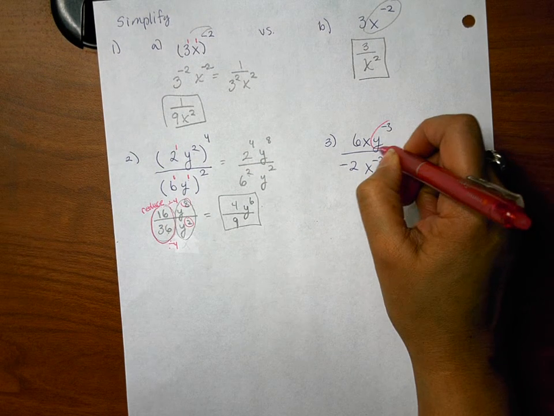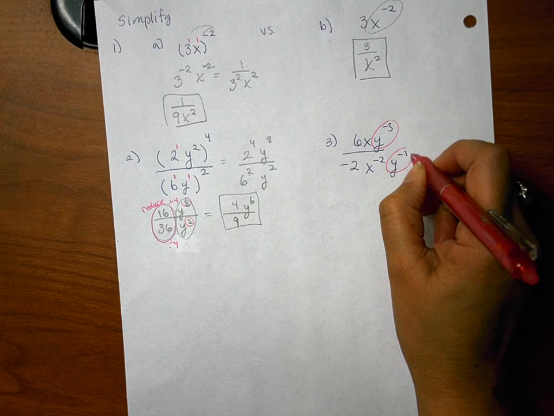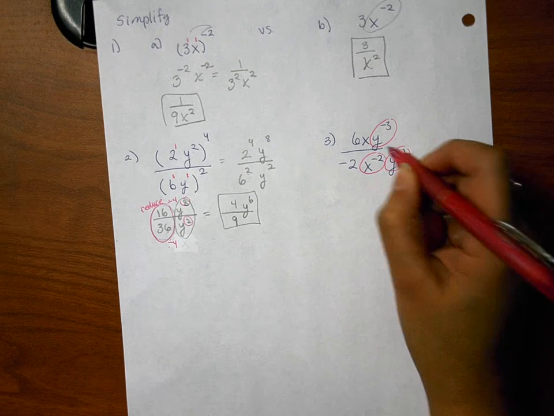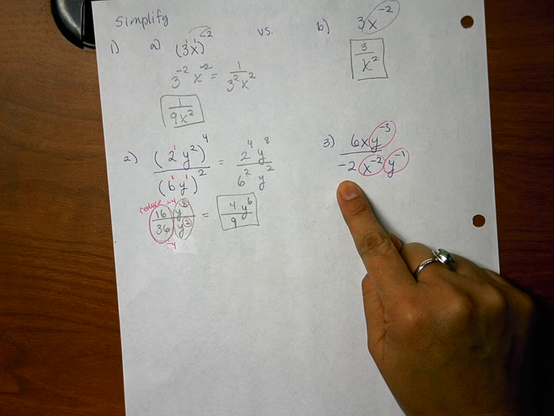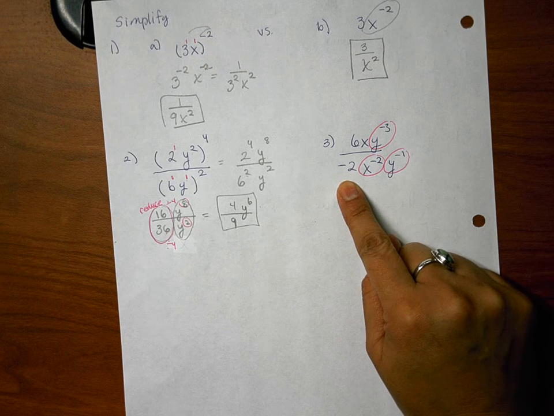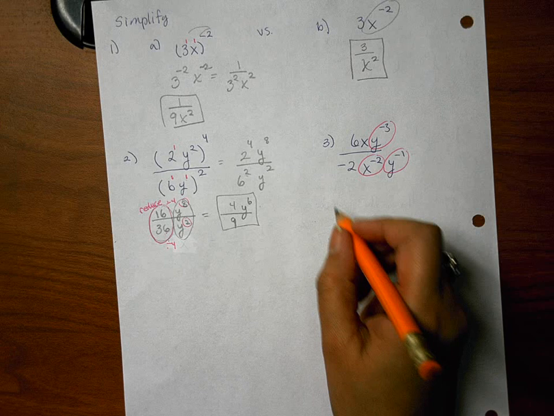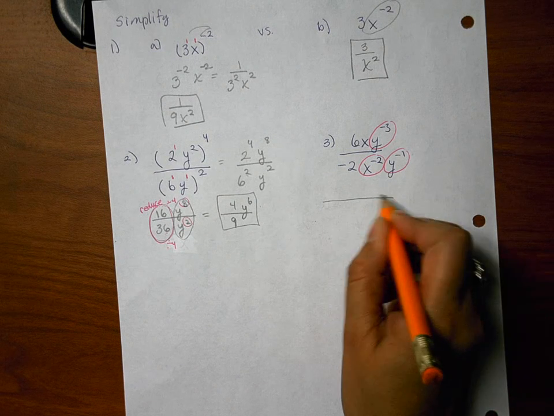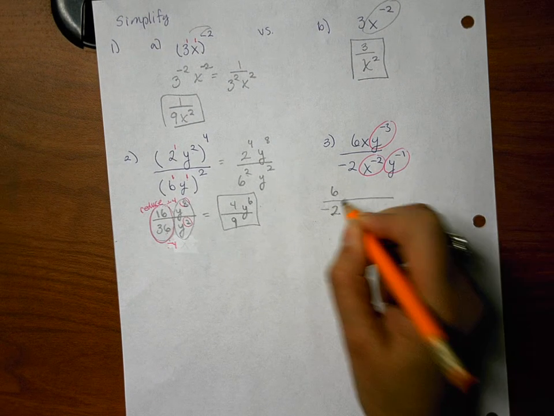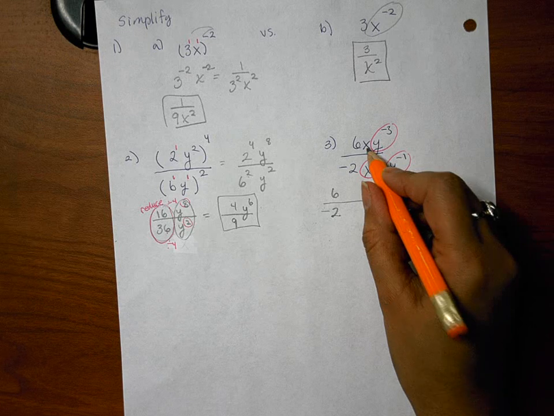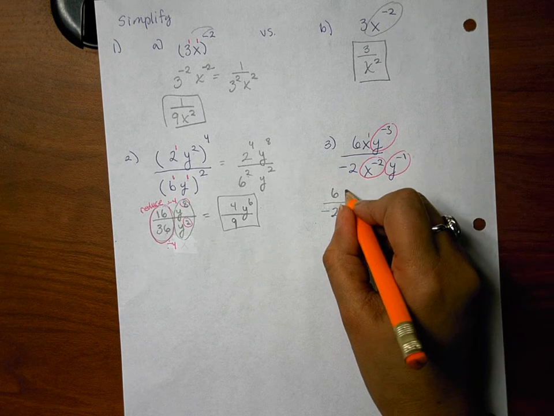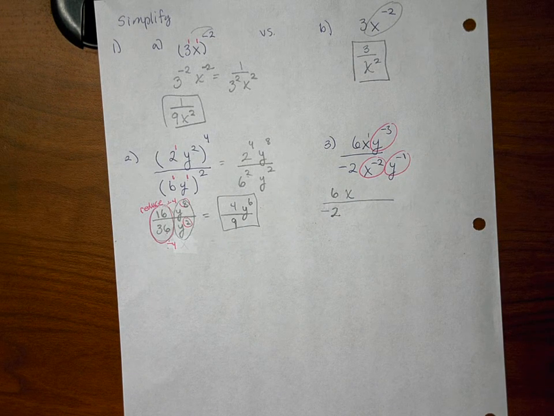Now, remember, -2 is not a negative exponent. That is a negative coefficient. This is a negative exponent. This is a negative exponent, and even that there has a negative exponent. -2 is not a negative exponent. It's a negative number, a negative coefficient. So it is staying put. So I'm going to leave it there for now.